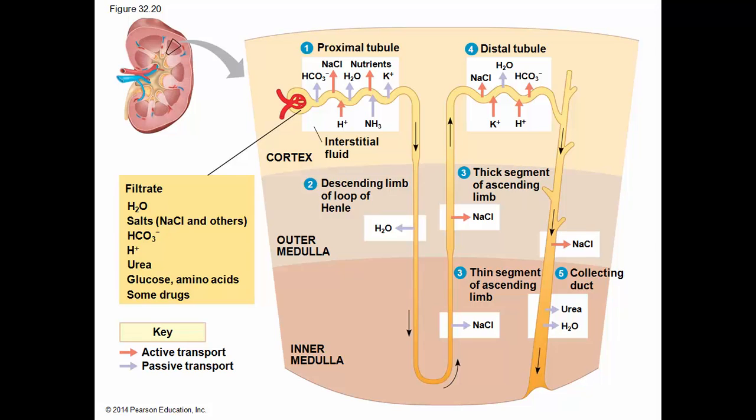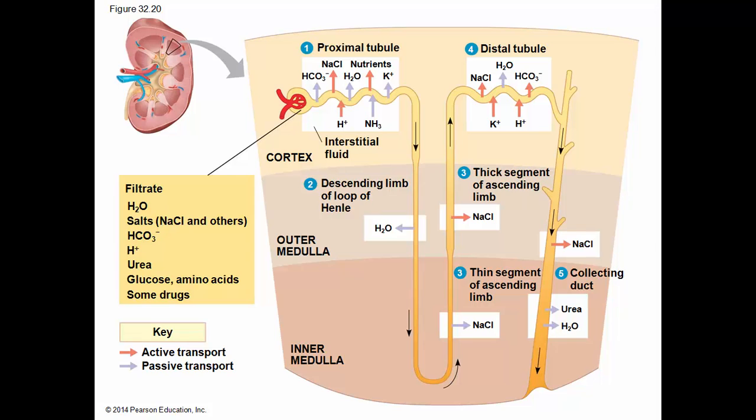This movement of sodium chloride out of the tubule helps maintain the osmolarity of the interstitial fluid in the medulla. The thick segment of the ascending limb: the movement of sodium chloride out of the filtrate continues. Here, however, the epithelium actively transports sodium chloride into the interstitial fluid. As a result of losing salt but not water, the filtrate becomes progressively more dilute as it travels up the cortex and in the ascending limb of the loop.